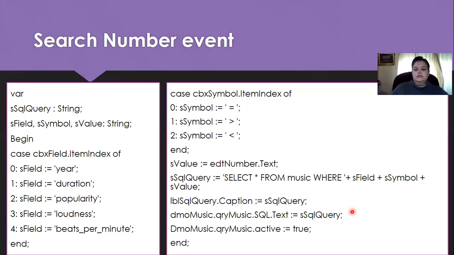And then I don't just want to display it, I want to update my database to display it properly. So you will take that information, write it into your data module query music.sql.text, and don't forget to activate your data module so that it will update and display the correct information.